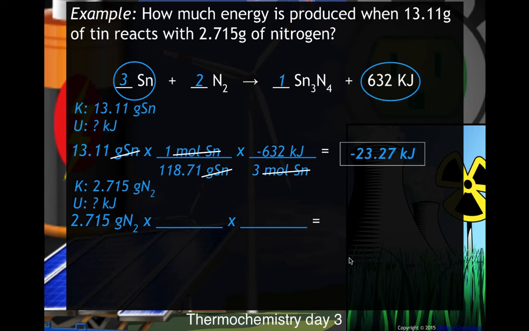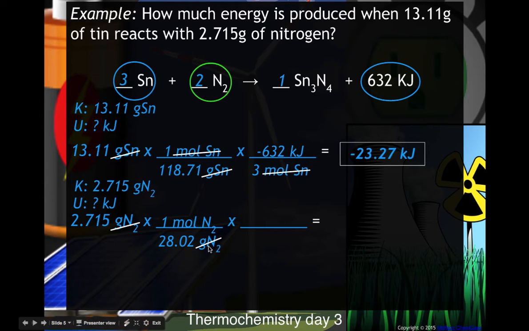Now I do my second one. I'm going to be focusing on the nitrogen, 2 moles of nitrogen. Well, I've got grams here, so first I have to calculate the amount of grams in 1 mole of nitrogen, remembering that it's diatomic. That's going to be 28.02 grams of nitrogen. In each of these, I've got 2 nitrogen atoms, so I have to be sure that I'm taking the atomic weight of both of them, so I have a full mole of nitrogen. Now I'm going to use this to create a conversion.